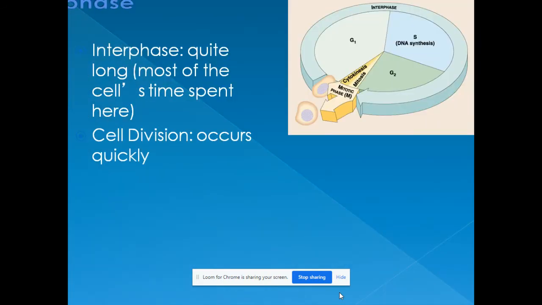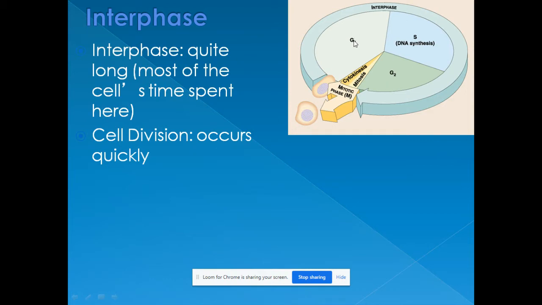Okay. Well, so the interphase is quite long. That's where most of the cell's time is spent, and the cell division basically occurs very quickly. So here in this pie graph, you can see that all this part here is interphase. All this part here is interphase. And you can see that the interphase is still divided into three different phases. We call them G1, S, and G2.